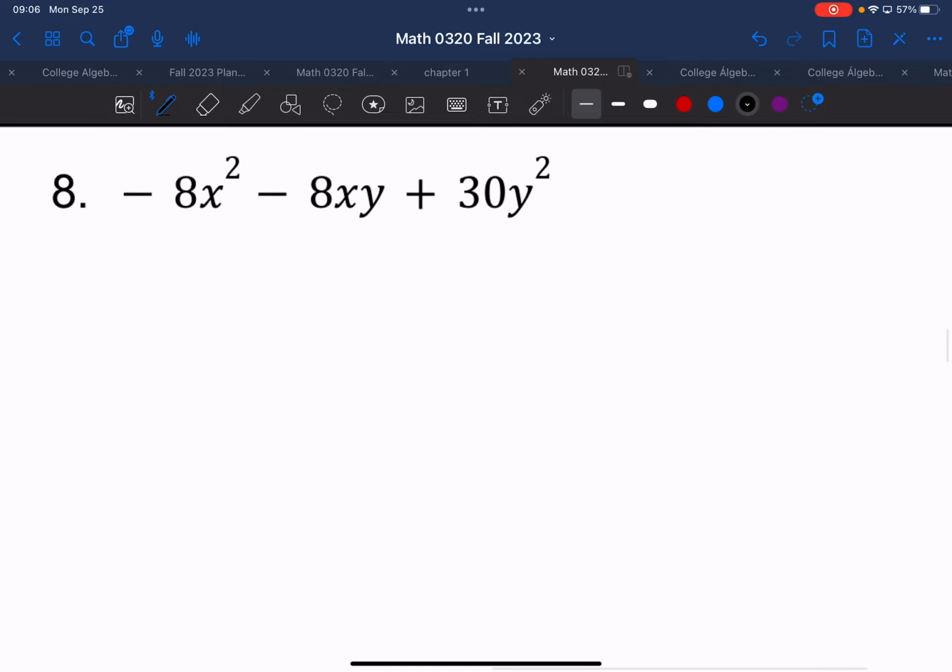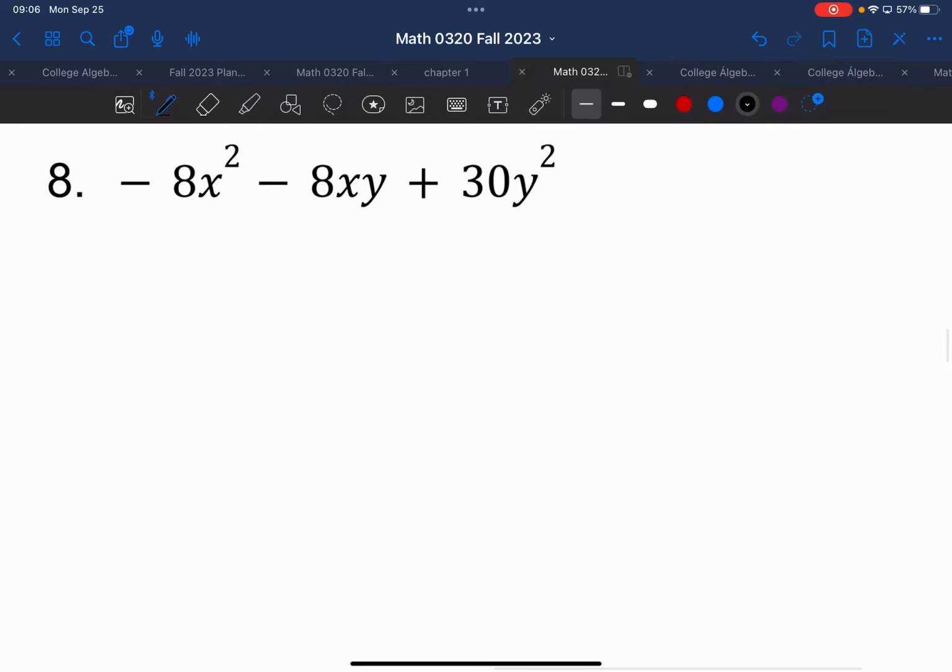Okay, now let's look at number 8. So what am I going to do first with number 8? Ignore the y's. So I'm crossing them out for now. So now I have negative 8x squared minus 8x plus 30. What's the next step that I'm checking for? See if it's in order, right? And it is, because it goes x squared, then x, then a constant.